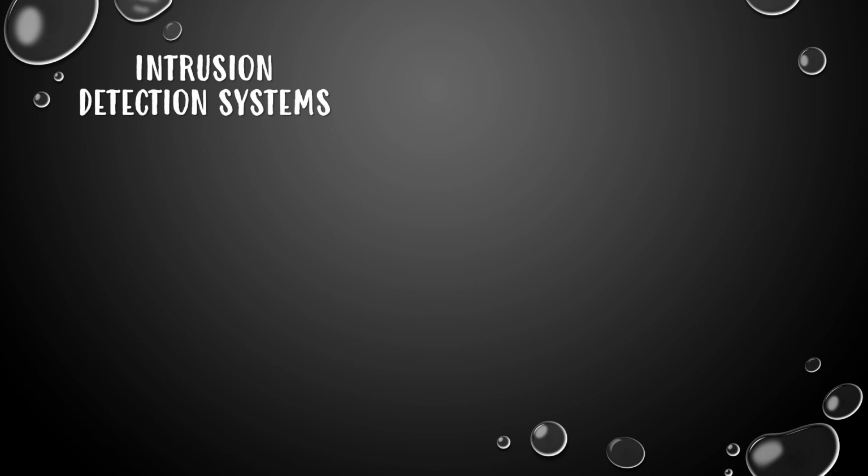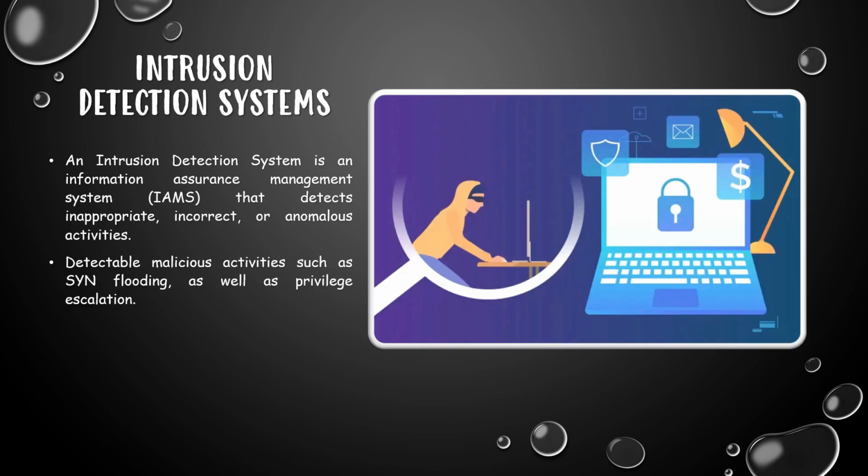So, the first monitoring tool and method is the IDS, or the intrusion detection system. An intrusion detection system is an information assurance management system that detects inappropriate, incorrect, or anomalous activities. But remember that you cannot be sure a behavior is anomalous unless you have a reliable baseline. An intrusion detection system, or IDS, detects malicious activities not ordinarily detected by conventional firewalls. Detectable malicious activities include SYN flooding for network-based attacks and privilege escalation for host-based attacks.